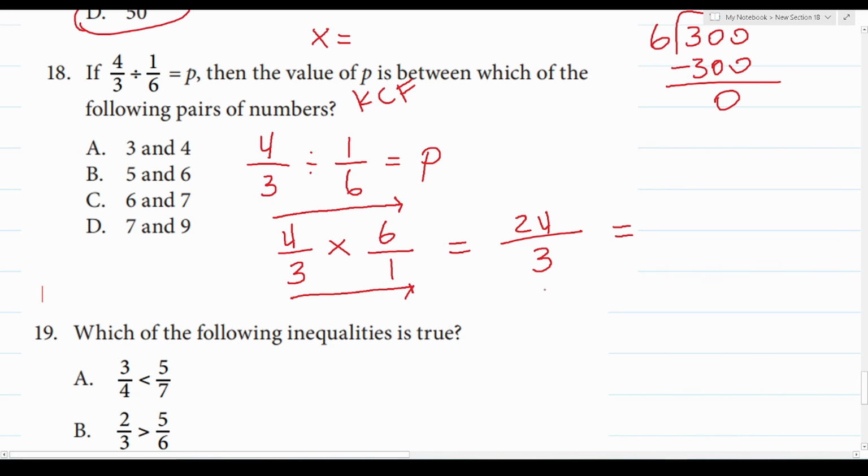24 divided by 3, of course, is 8. So we can see that 4/3 divided by 1/6 is 8. So this is 8 equals P. And of course, 8 is between 7 and 9. So the answer to this one is D. All right, so again, just a test of your ability to divide fractions there.